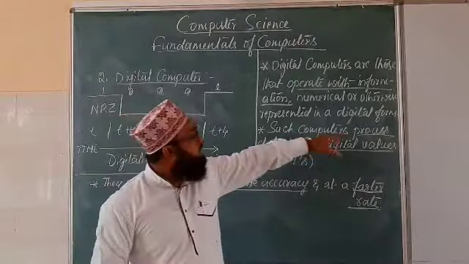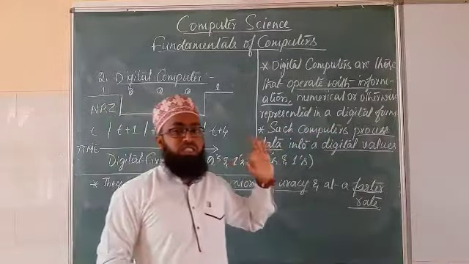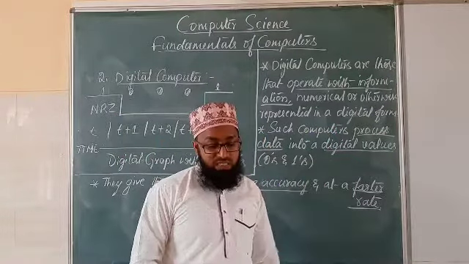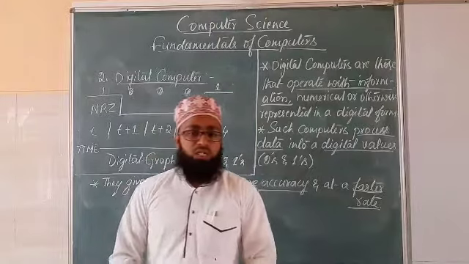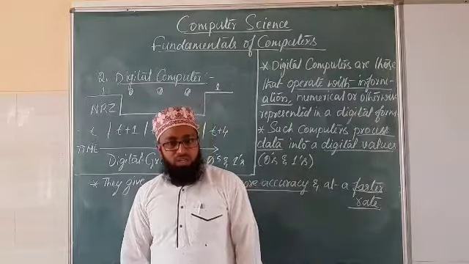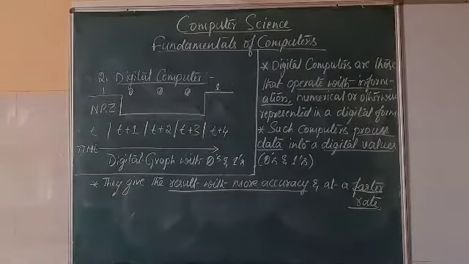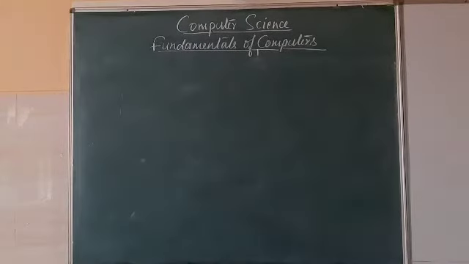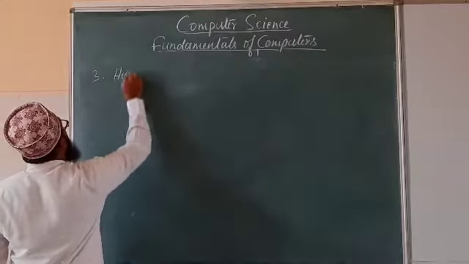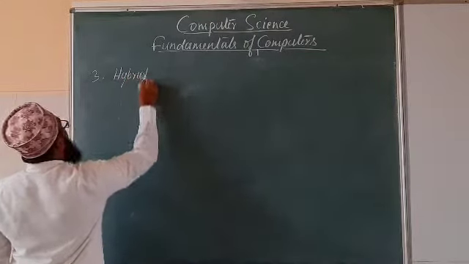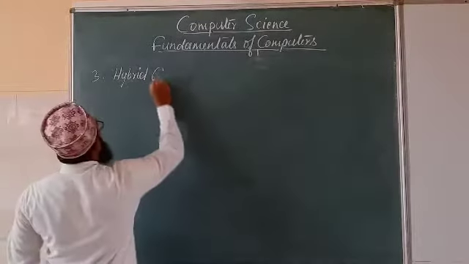Analog computers give the approximate result, but the digital computer gives the exact result with faster speed. And the digital computer processes the data and converts it into digital form. So this is regarding the digital computer. Now we are left with only the last type, that is the hybrid computer. Now we are going to discuss the hybrid computer, the last type of computer based on the principles of operation.